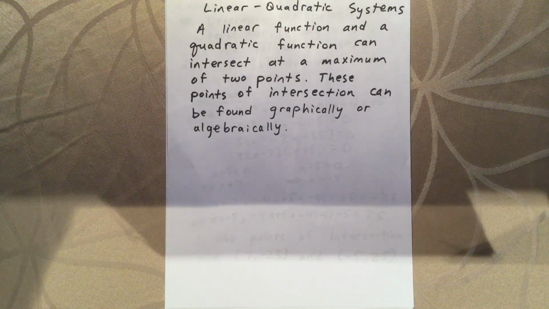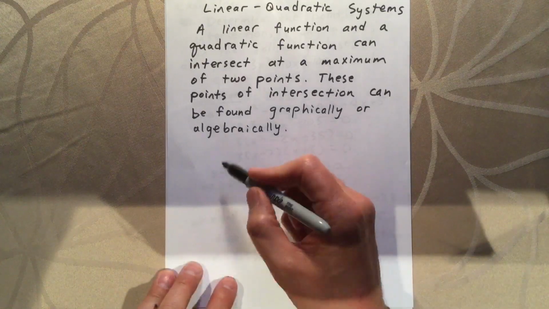In this lesson, we're going to talk about linear quadratic systems. A linear function and a quadratic function can intersect at a maximum of 2 points, and these points of intersection can be found graphically or algebraically. So let's just think about that for a second.